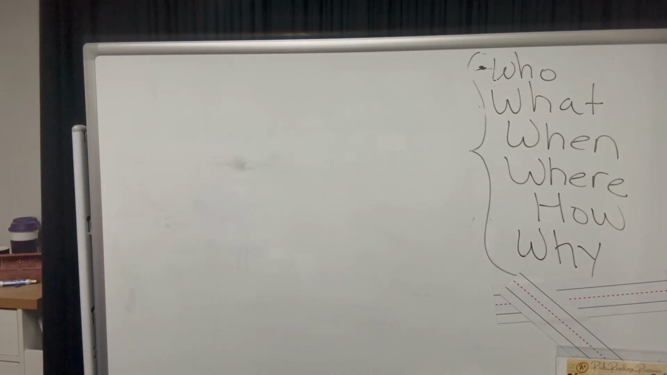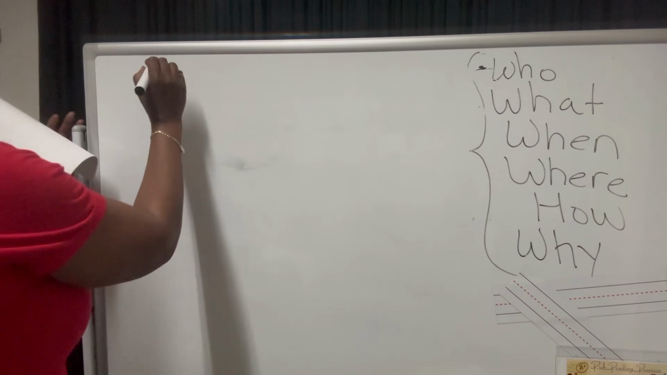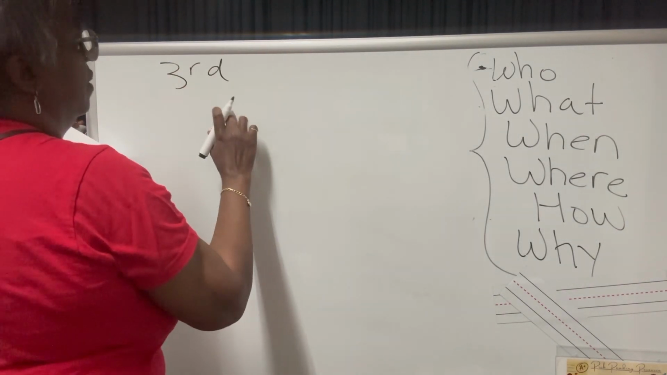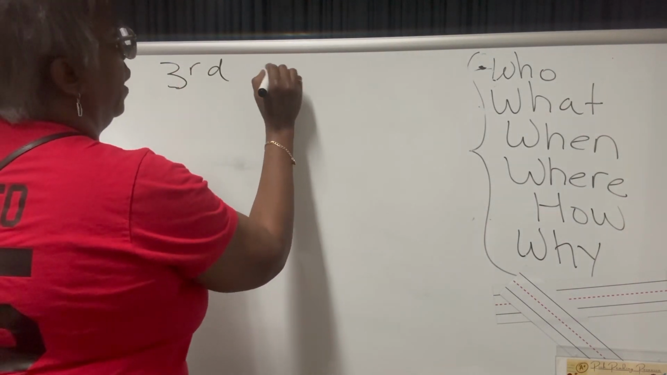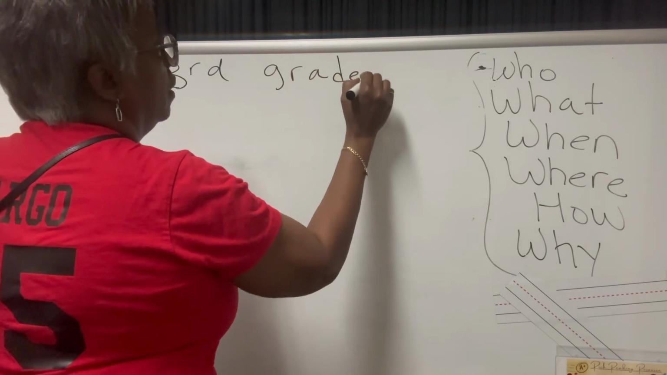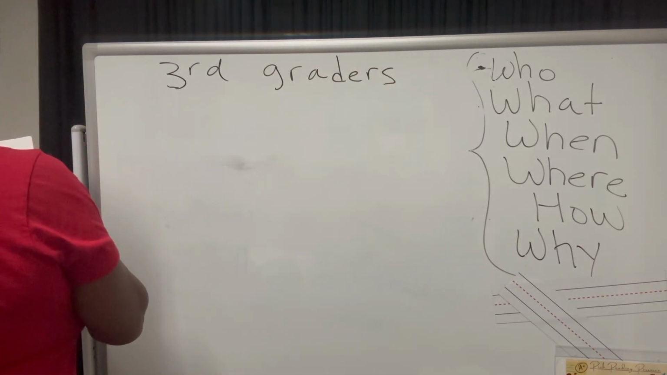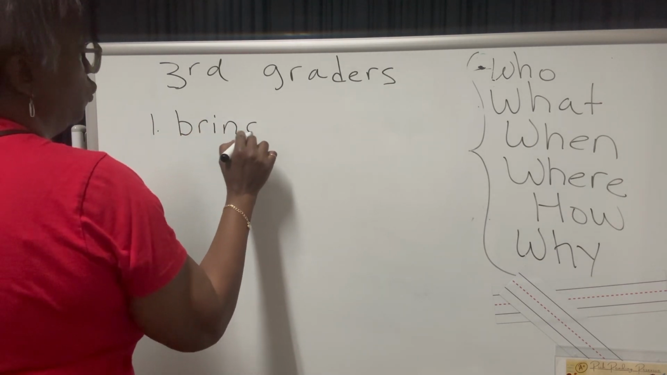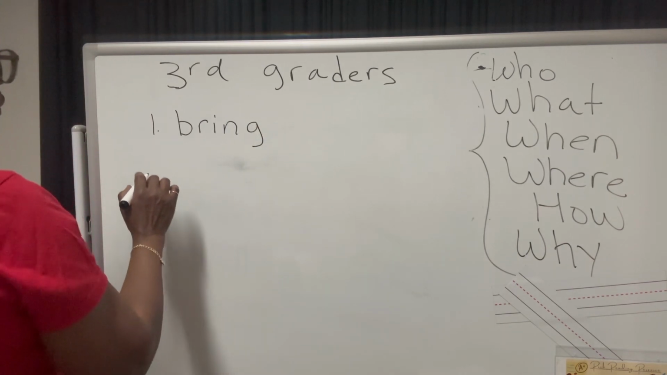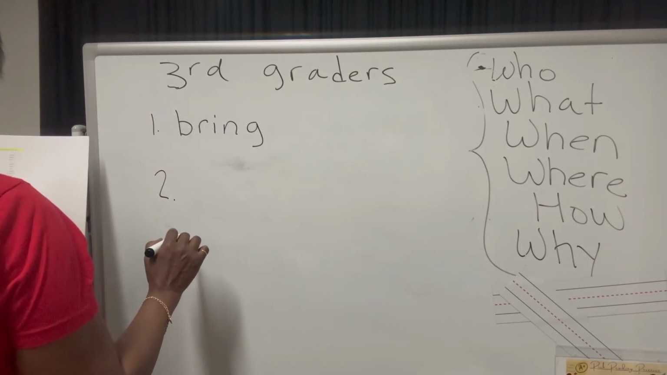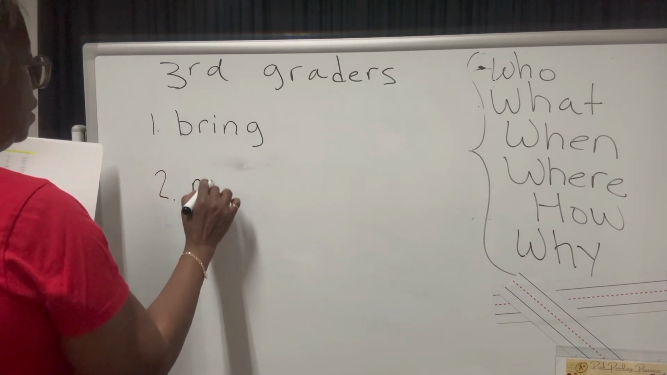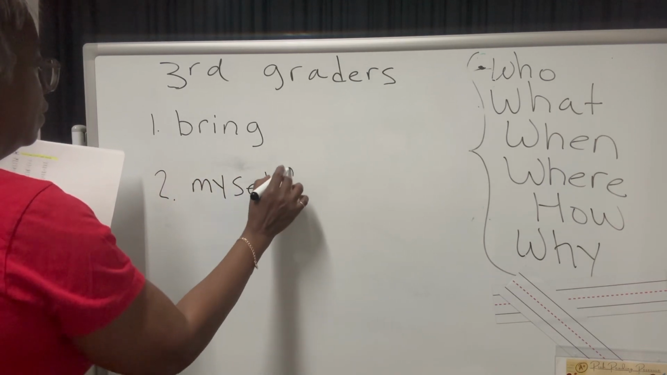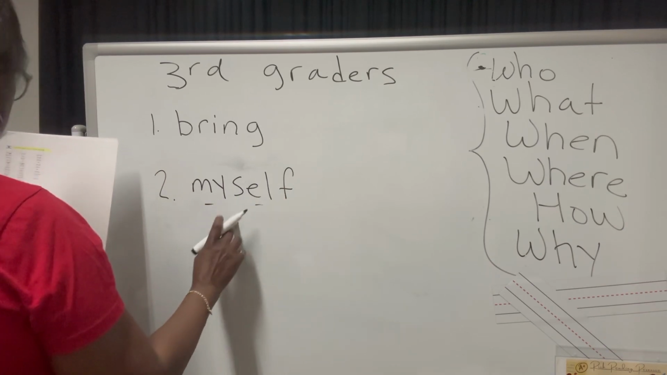So let me write really quickly a few third grade words. I'll do third grade first. Third graders, I'll rewrite this. I think I wrote this already, but third graders, here are a few sight words. Number 1, bring, B-R-I-N-G. Number 2, myself. I think we wrote these already. Myself, and that's a compound word.